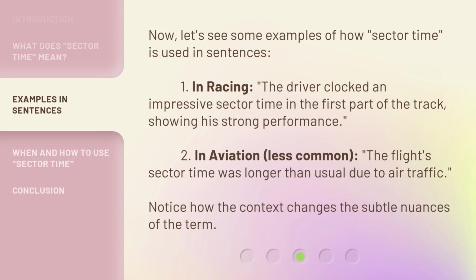Now, let's see some examples of how sector time is used in sentences. 1. In racing, the driver clocked an impressive sector time in the first part of the track, showing his strong performance. 2. In aviation, less common, the flight's sector time was longer than usual due to air traffic. Notice how the context changes the subtle nuances of the term.